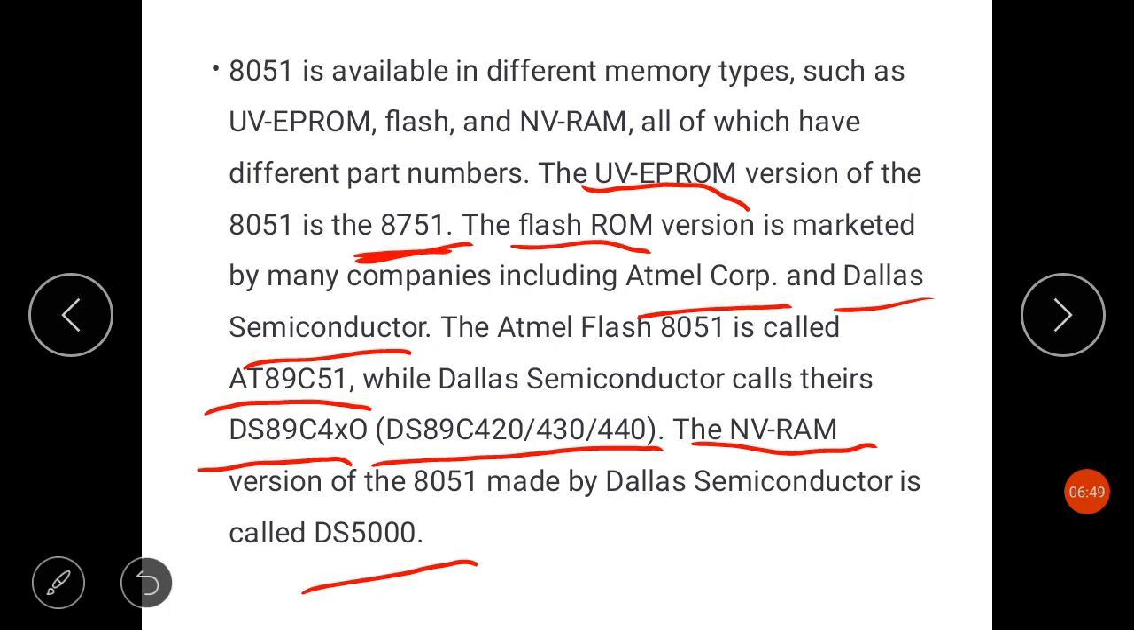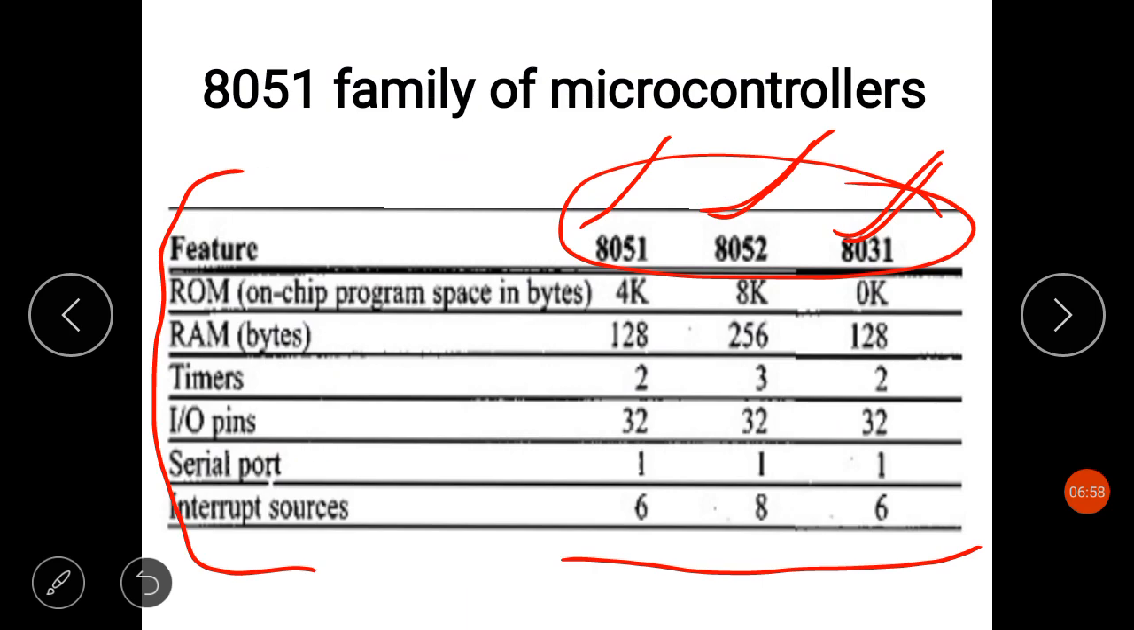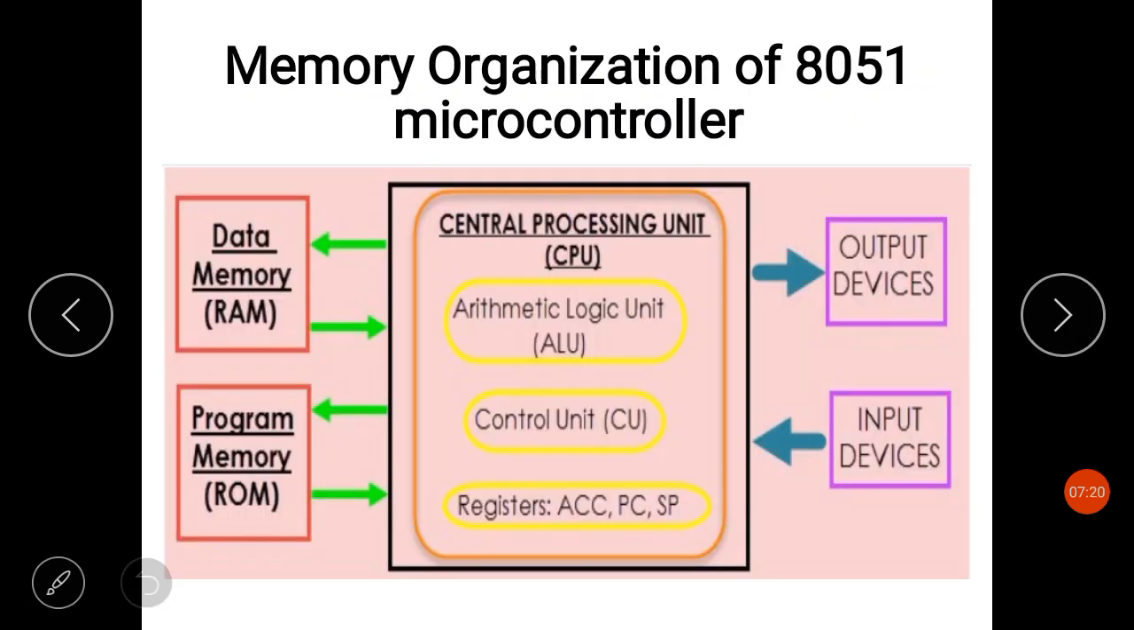Next, I'm going to discuss the memory organization of the 8051 microcontroller. Why have I discussed these families of 8051? Because when I discuss the memory organization, I will be using the terms 8052 or 8031. So you should know what 8052 or 8031 are, or what the modern versions of 8051 are, so that these terms do not create any confusion. That's why I have discussed this family of 8051 microcontrollers.